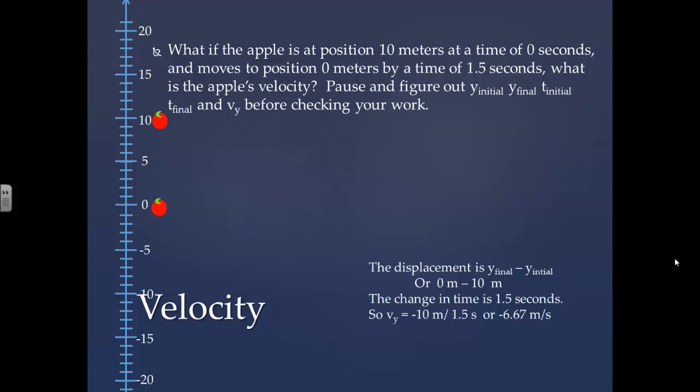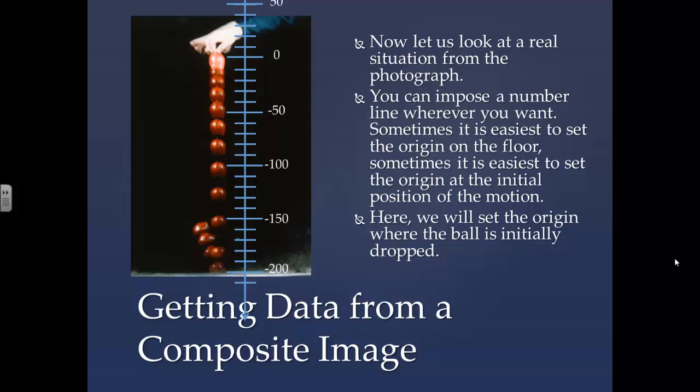The displacement, y final minus initial, is 0 minus 10. The change in time is 1.5 seconds. So Vy is negative 10 divided by 1.5 seconds, or negative 6.67 meters per second. Now let's look at a real situation from the photograph.